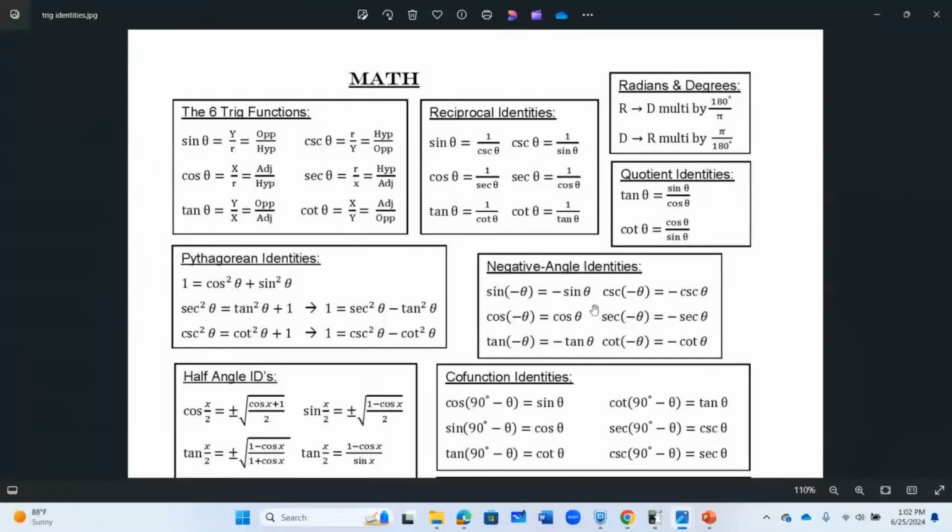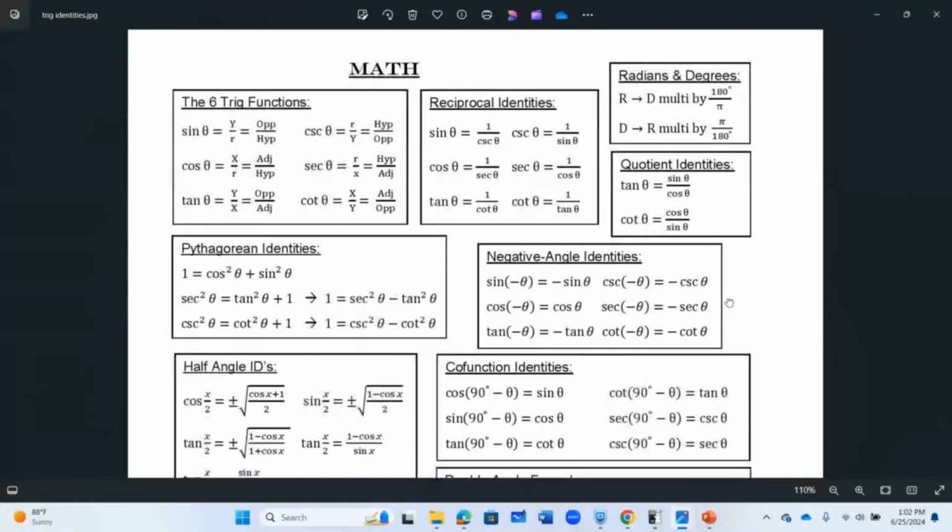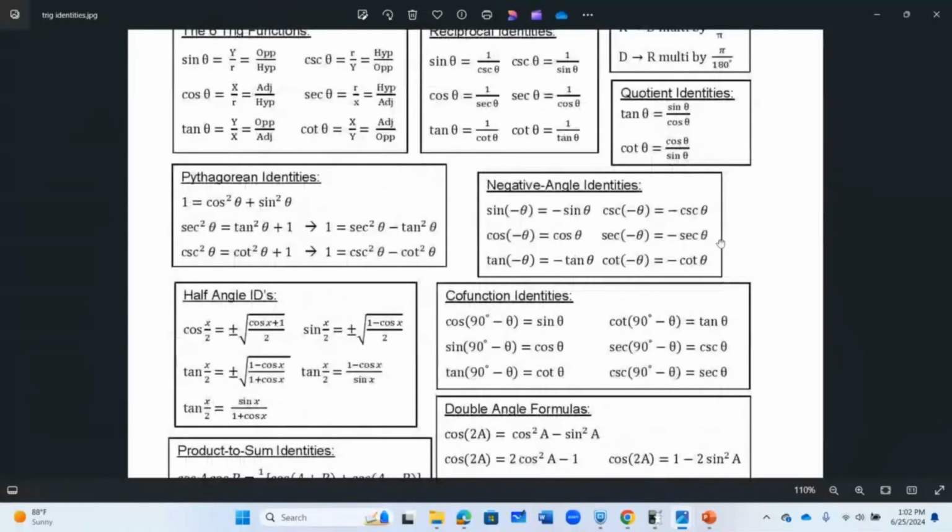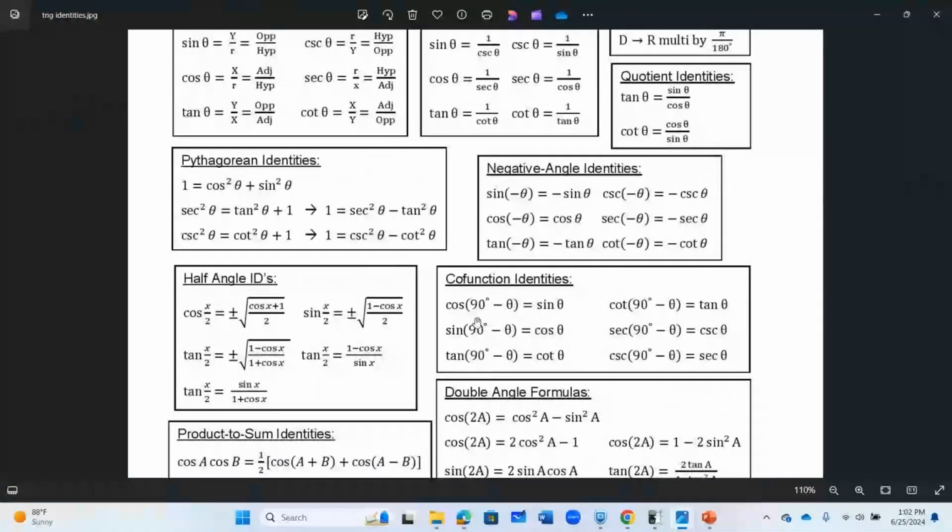Negative angle identities are there. We actually need to talk about them in unit 2, because we don't need negative angles now. We don't need this one now. We don't need this now. But I want you to know the cofunction identities. You will see cofunction in this test, but the most important thing is that sine and cosine are cofunction identities.